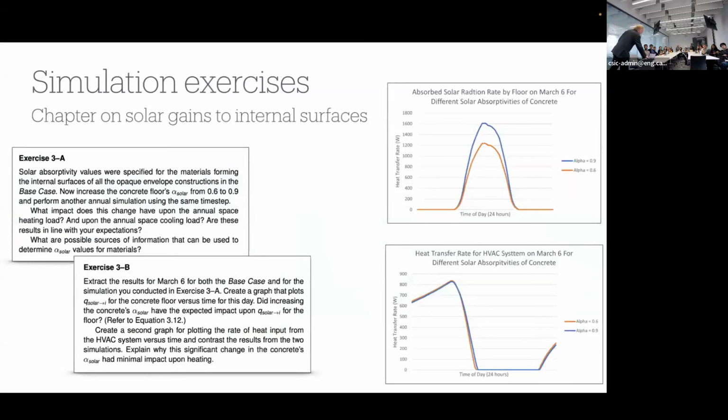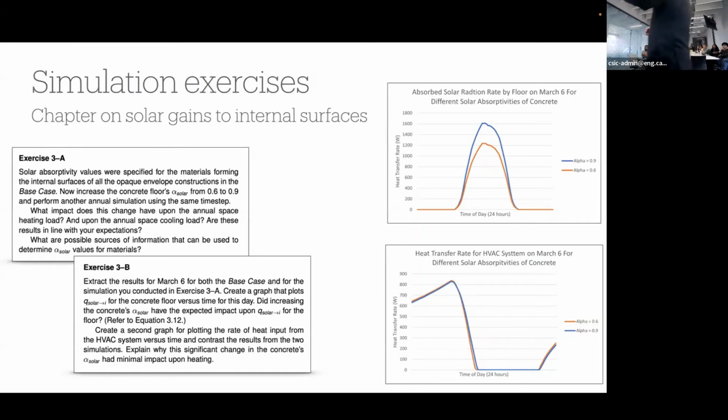And here's an example of some of the exercises plus the result. So most of the exercises are really simple to perform. They're based on a simple shoebox building representation. And then for each exercise, there's minor perturbations from those inputs. So in this exercise here, the user will alter the solar absorptivity of just one surface. So take that floor, and instead of having a solar absorptivity of 0.9, they'll change it to 0.6, or the other way around. And we'll see what impact that has on simulation predictions.